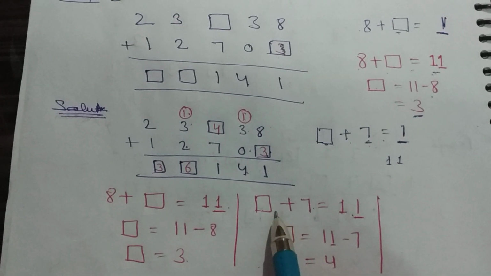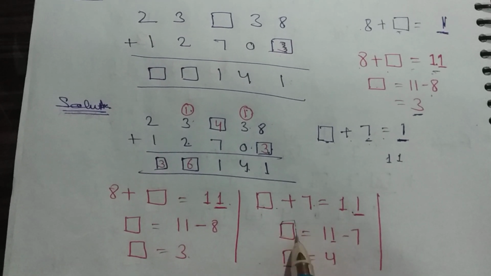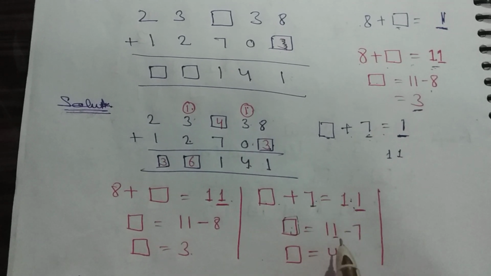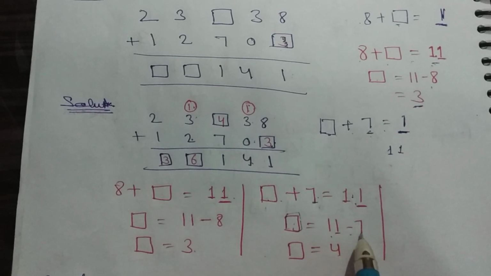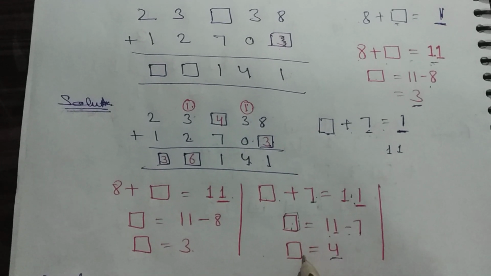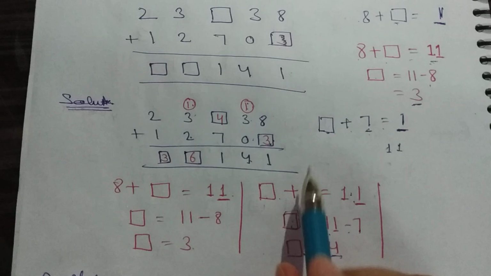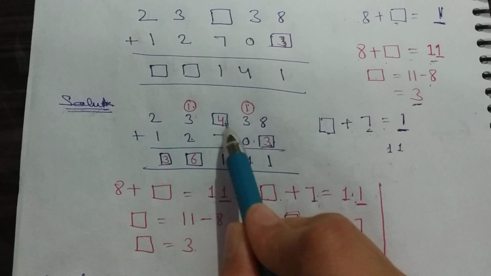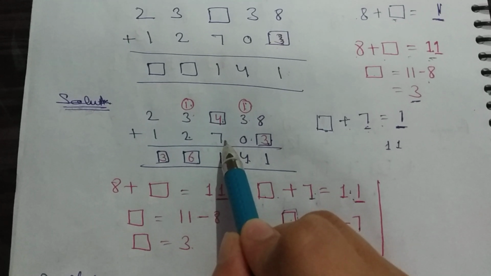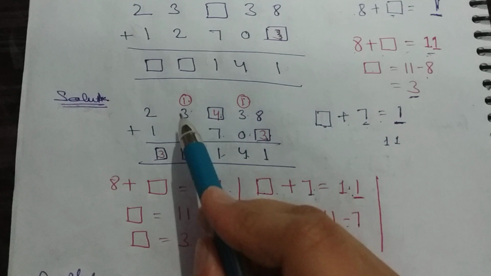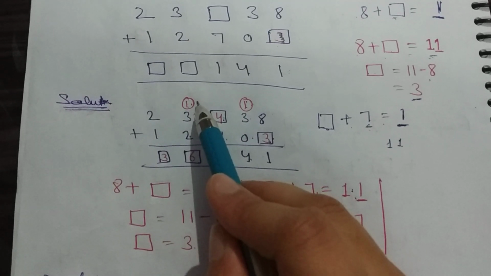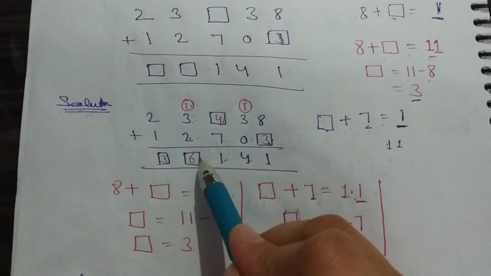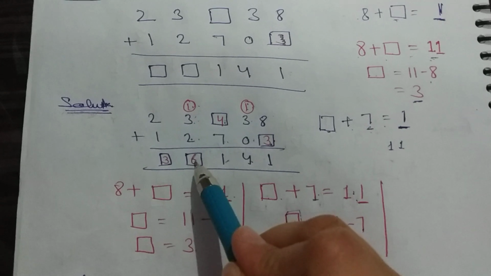Here addend 1 is missing, so we can find addend 1 after subtracting addend 2 from the sum, which is 11 minus 7 is equal to 4. Now we get the addend 1, which is 4. So we have to put here 4. Now sum these two digits, that is 4 plus 7. It becomes 11. I have to put 1 here and 1 carry. Now add these numbers. 1 plus 3 becomes 4 and 4 plus 2 becomes 6. I have to write here 6.